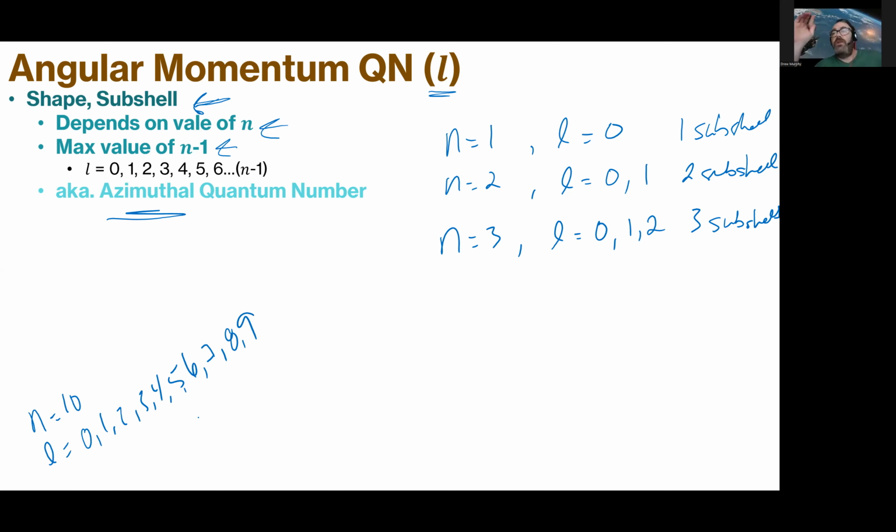Notice here, though, that the number of sublevels is equal to the value of n. Because if L equals 0, that's one value, that's one subshell, and n equals 1. And that's true for all of our levels.